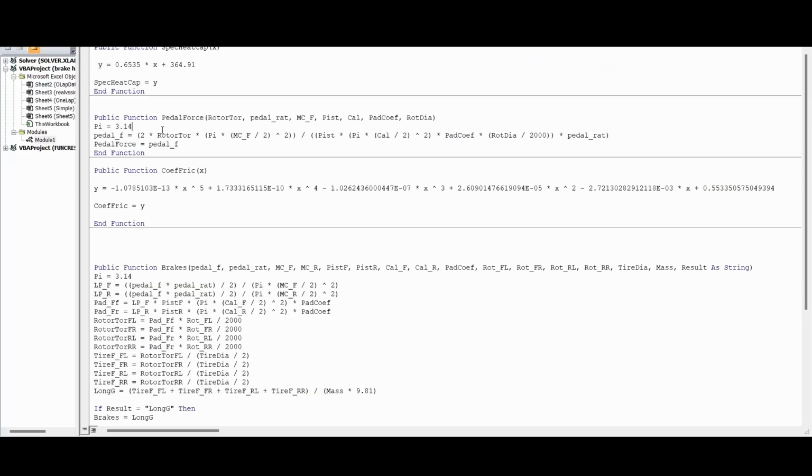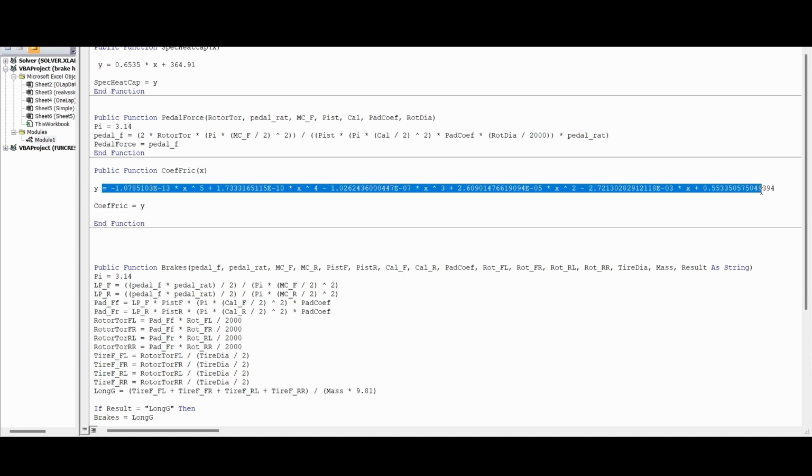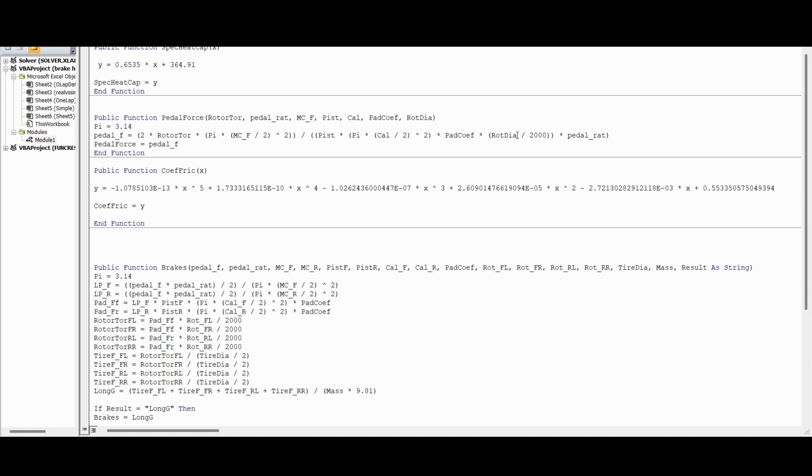So I went in, I made a function, and I took the calculations to go from pedal force and pedal ratio all the way to rotor torque, and then solved for pedal force. So I enter rotor torque, pedal ratio, master cylinder size, number of pistons, the caliper size, coefficient of friction, which I'm going to use the formula here based off of temperature, and then rotor diameter. I input that, and then from that it's going to give me a pedal force. And I'll show you what I did with this.